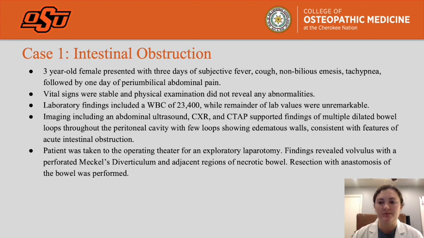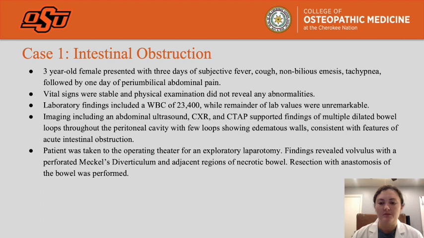Case 1 is an example of intestinal obstruction caused by Meckel's diverticulum. There was a 3-year-old female who presented with 3 days of fever, cough, non-bilious emesis, tachypnea, followed by 1 day of periumbilical abdominal pain. Vital signs were stable, and physical examination did not reveal any abnormalities. Lab findings were significant for a white blood cell count of 23,400. Abdominal ultrasound, chest x-ray, and CT abdomen pelvis were obtained, and all supported findings of multiple dilated bowel loops consistent with features of acute intestinal obstruction.